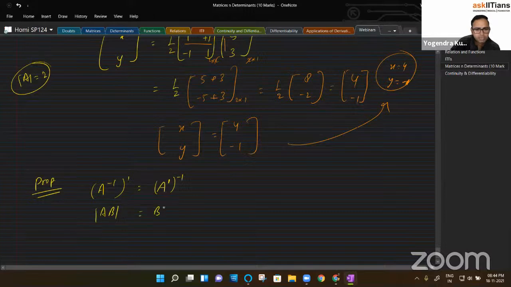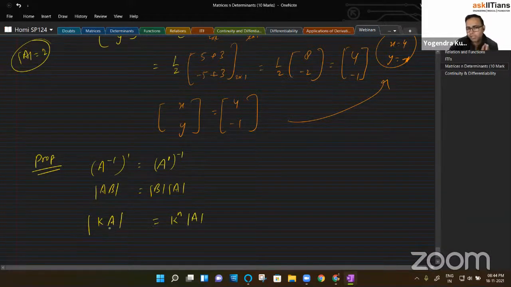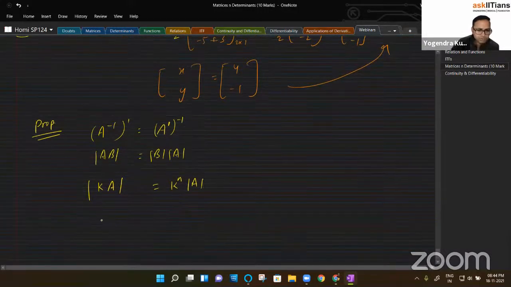AB, we did this already: mod of B times mod of A. We know this, right, guys? Now K times A, this is a very, very important property. What will it be? K raised to n times determinant of A. Everyone knows this, because when we multiply a scalar to a matrix, it goes to every single element. But when we multiply it to a determinant, it goes to a particular row or column only. Are you understanding the difference? It is a very, very important property, and you should not be confused about it.